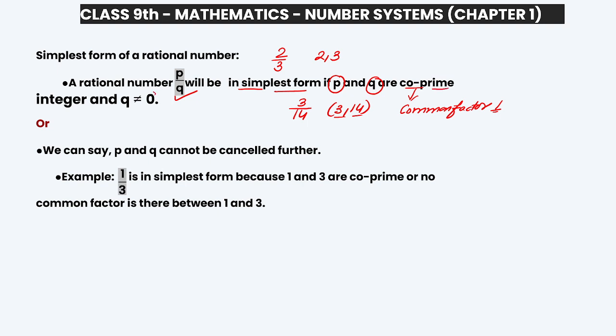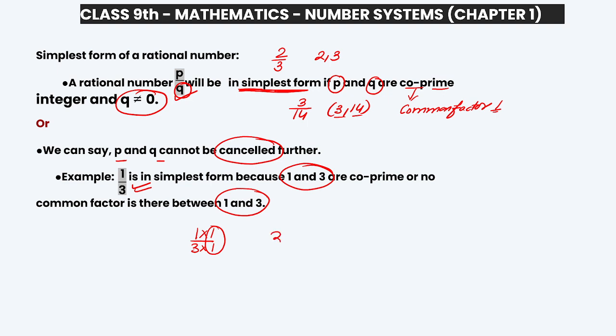Here the condition is that q is not equal to 0. Denominator 0 नहीं होना चाहिए. Right? We can say p and q cannot be cancelled further. यहाँ पर हमने बोला है कि they will be in the simplest form. Simplest form means cancel नहीं हो. Right? Example 1 by 3 it is in the simplest form because 1 and 3 are co-prime. तो यहाँ पर 1 और 3 क्या है? Co-prime है. No common factor is there between 1 and 3. अब देखो 1 का फैक्टर क्या बनेगा? 1 और 3 का फैक्टर क्या बनेगा? 3 and 1. तो दैट्स व्हाई आई एम सेइंग दैट कॉमन फैक्टर 1. 3 और 14, 3 और 14 में कॉमन फैक्टर क्या है? इसमें भी 3 है, इसमें भी सॉरी इसमें क्या है? 1.